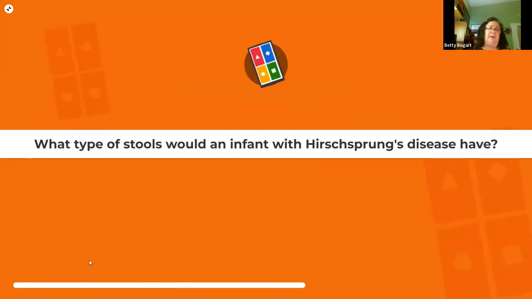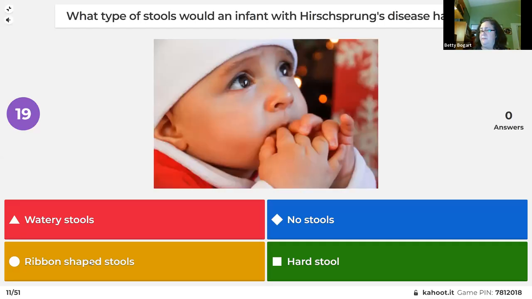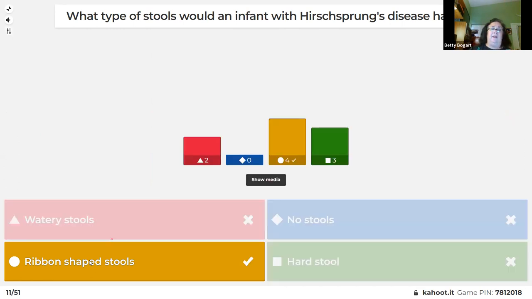What type of stools would an infant with Hirschsprung's disease have? Remember that big out-pouching, and close to the anus is very tiny and narrowed. Sometimes it looks like you should use those things that you use icing to write happy birthday on the cake. And it's called ribbon-like stools that you'll see with that one. Intussusception is a little jelly stools with little blood. Hirschsprung's is the ribbon-shaped stools.